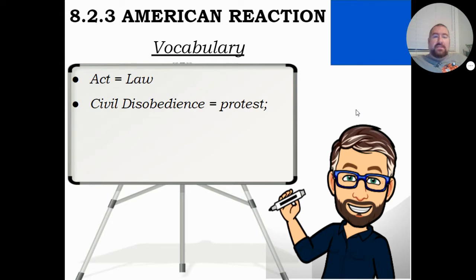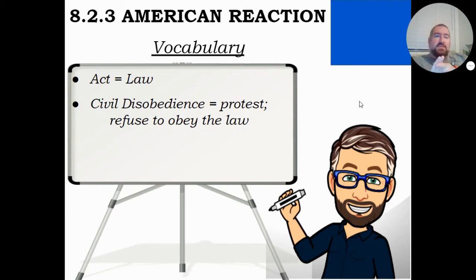Civil disobedience is specifically a form of protest. More specifically, it is a refusal to obey the law. And this is a different kind of protest than we've been talking about before. Before we talked about smuggling, which is just straight up breaking the law. We talked about boycotts, which is refusing to buy something, but that's not really breaking the law.